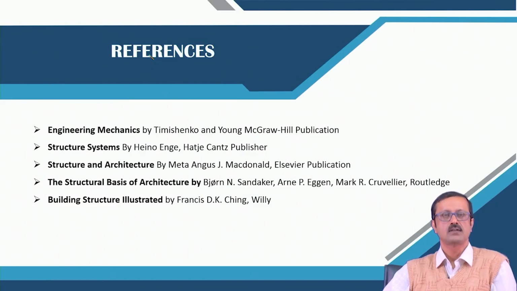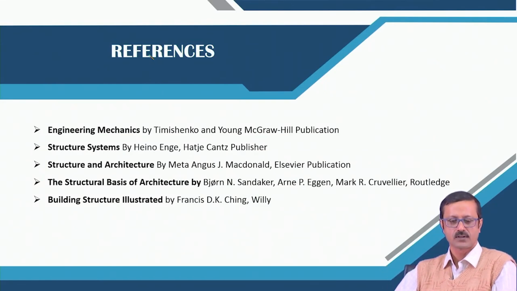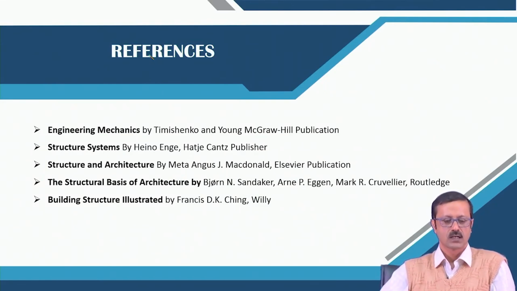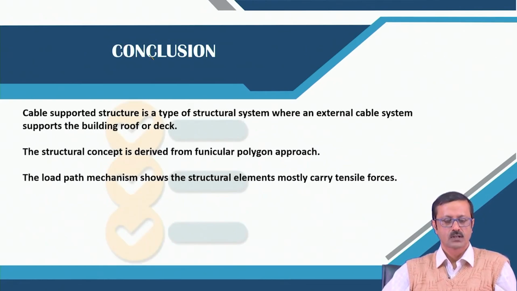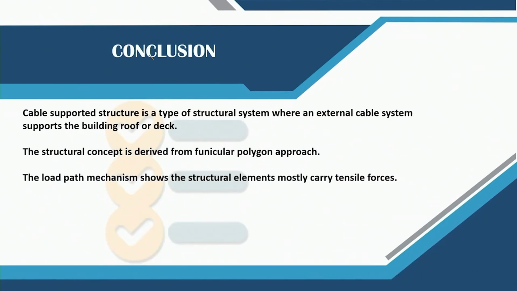So these are the references I have taken for this particular lecture, and the conclusion of today's lecture is that the cable supported structure is one of the structures that we can use for large arenas. It is an extremely effective kind of structural system, and it is practically going to support the building roof.